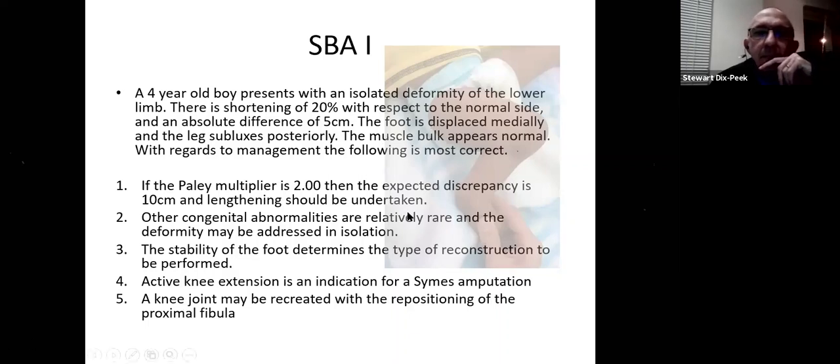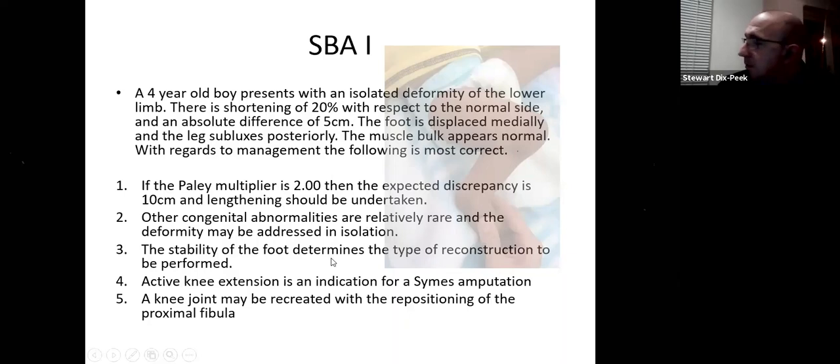So, other congenital abnormalities relatively rare, and the deformities may be addressed in isolation. I'm looking at that, and what does that mean? Well, it means that you probably have got a tibial aplasia, so you can address it by itself. So it's kind of correct, but not really strongly correct, once again. Stability of the foot determines the type of reconstruction to be performed. Well, it would be appropriate if this was just about the foot. So also partially correct, but it's going to swing us.